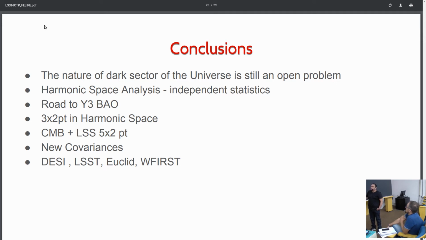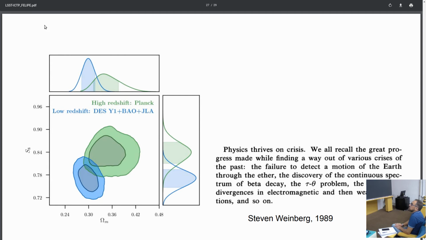In order to do this, we have to find better and more effective ways to calculate the covariance. And we are looking forward to the future. We don't know what will happen. But here, those are the results of the Y1 of DES. And for the people that love tension and don't love so much the lambda CDM, this seems a very promising future. I will leave you with the words of Steven Weinberg.